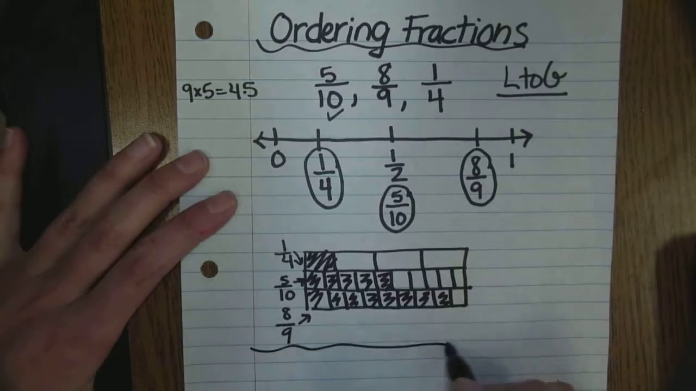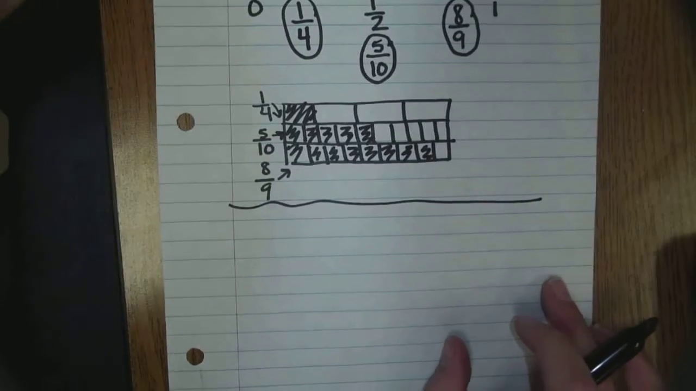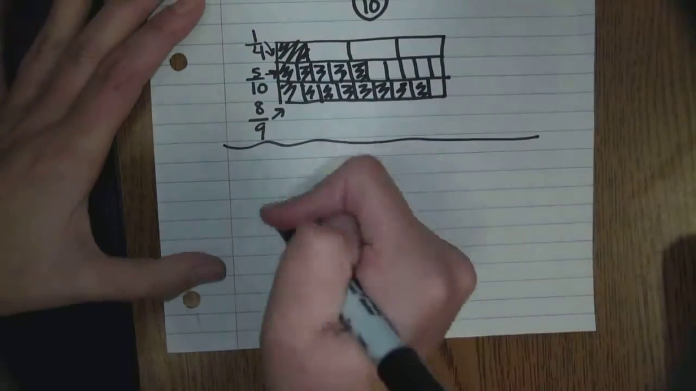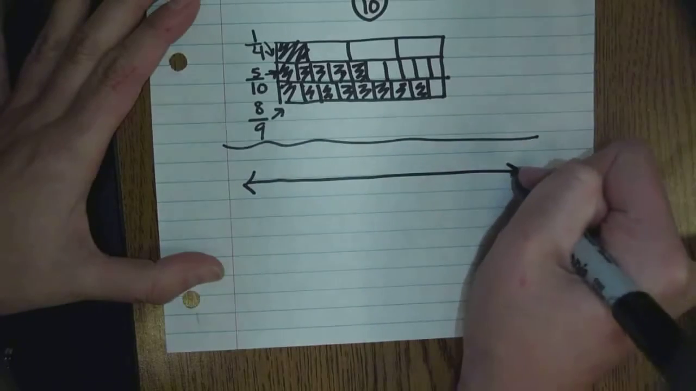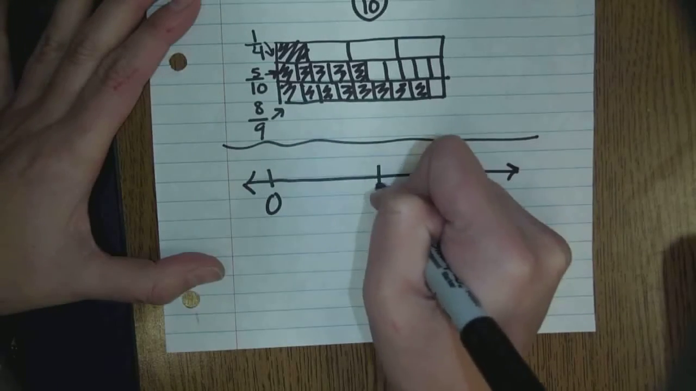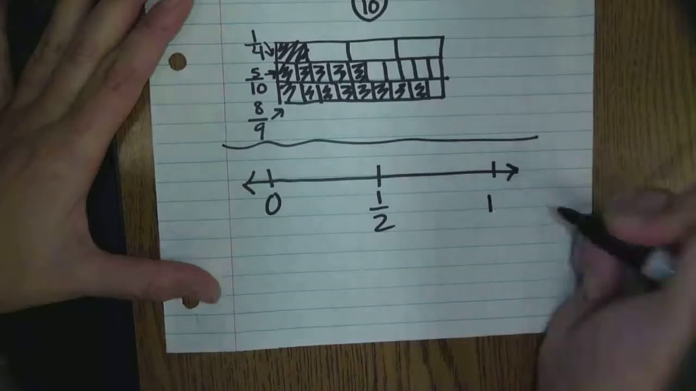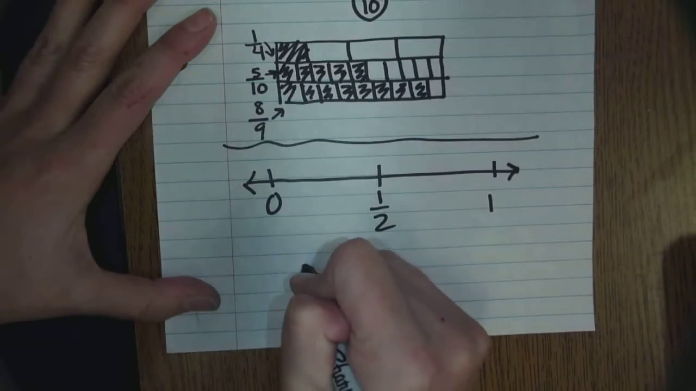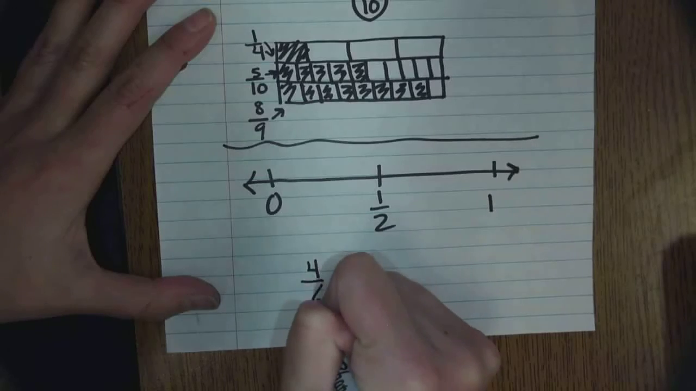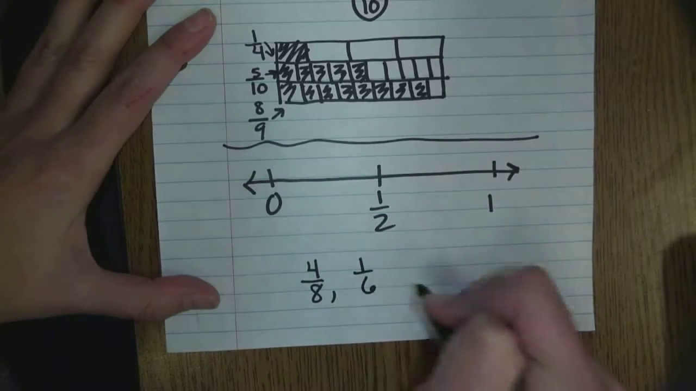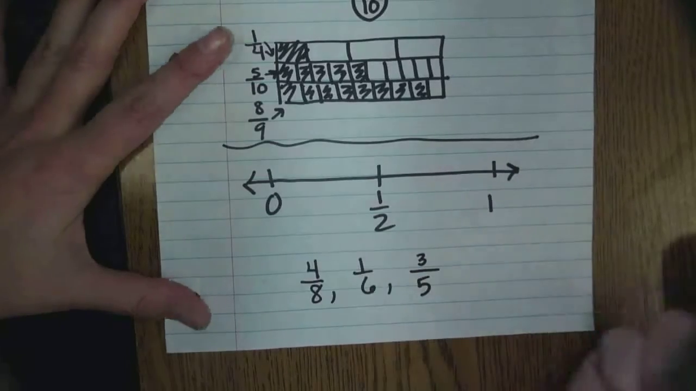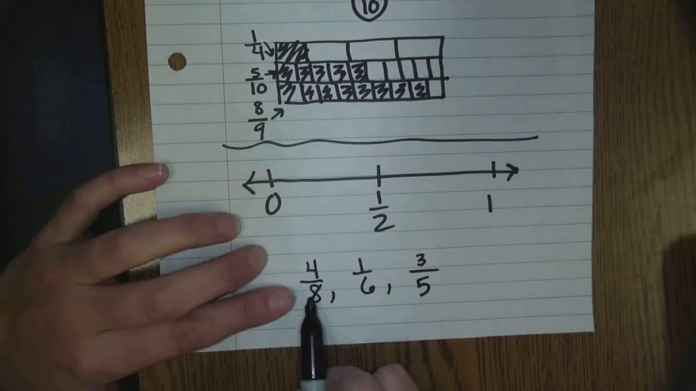Okay, our next one that we're going to practice with is we are going to be doing a number line again just to make sure that we're good with this, and we're going to do my number line with my benchmarks of 0, a half, and a whole. And we are going to work with the fractions of 4/8, 1/6, and also 3/5. We'll start first with 8 and 4/8 here.